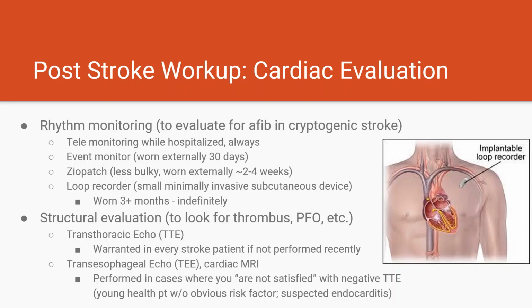Given this, we'll often pursue either a transesophageal echo, or TEE, or a cardiac MRI in patients who we really have a high suspicion for cardioembolic stroke. That includes young, healthy patients without obvious risk factors, or those we suspect for endocarditis, so people like IV drug users or patients with bacteremia.